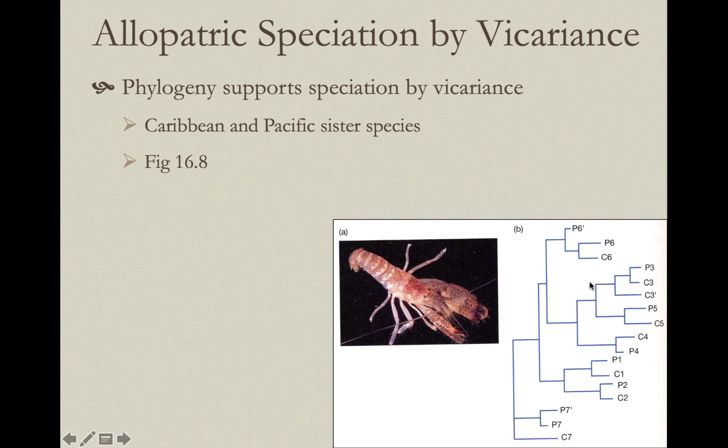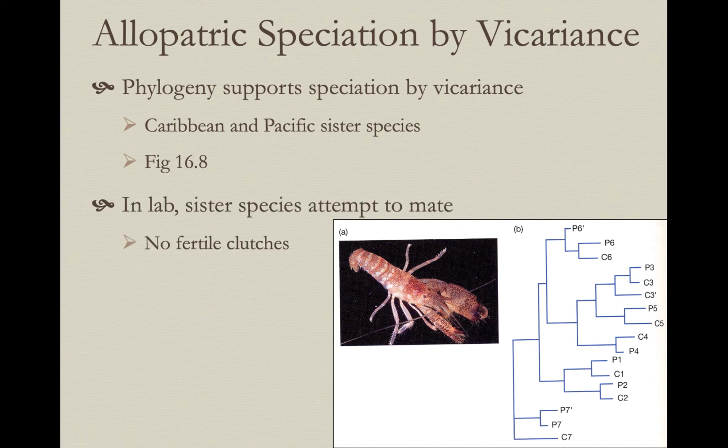When you look at a phylogeny and you see that there are two species from a common ancestor, we call these most recent lineages from a common ancestor sister species or sister lineages. And in laboratory studies, these sister species will still attempt to mate with each other. They don't with more distantly related species. They attempt to mate, but they have acquired enough genetic distinctions that they can no longer produce fertile clutches.